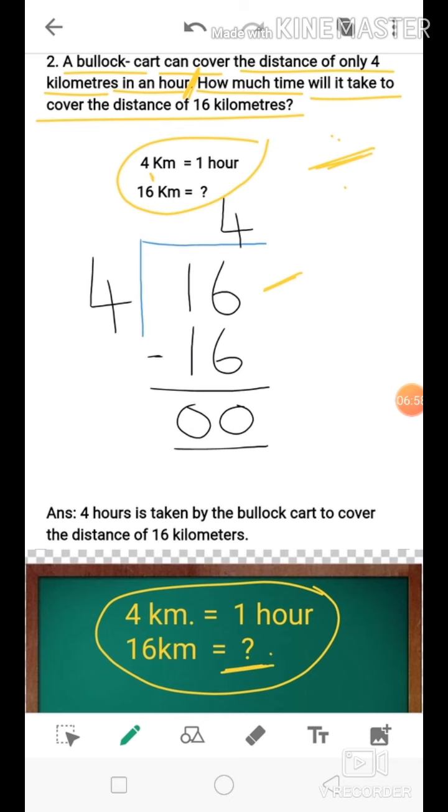When you do all this division work, next is writing the statement. This is your answer. Write 4 here. 4 hours is taken by the bullock cart to cover the distance of 16 kilometers. Sometimes we have to add some words from the other sentences also. We can't write the answer directly.